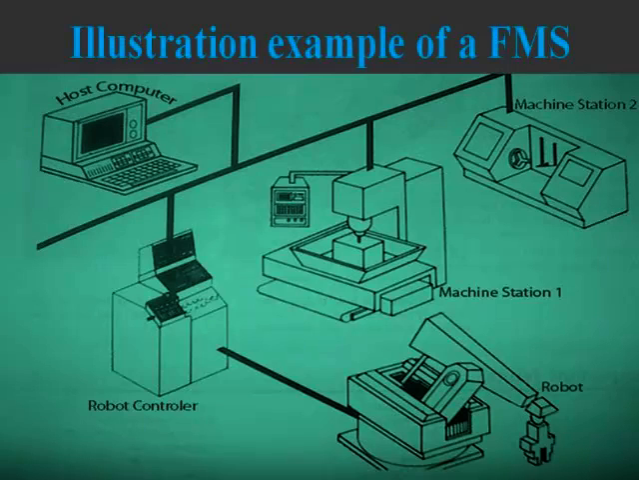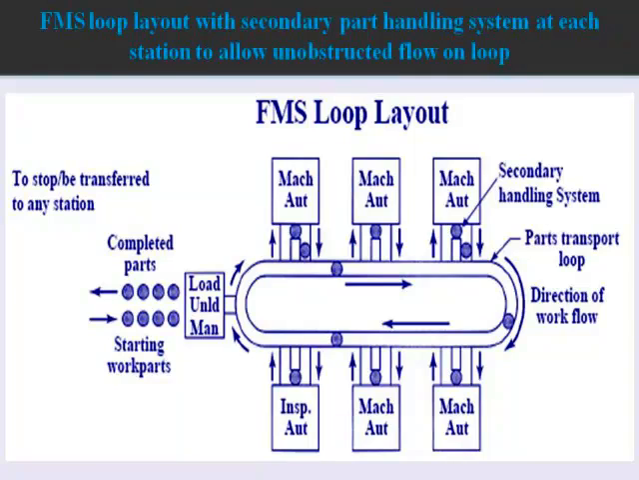So this is another type of layout, and you can see this is an FMS loop layout, where the layout is like a loop fashion. The machines are arranged along the conveyor belt with secondary material handling devices. And the figure is self-explanatory, where you can see the part transfer and secondary handling system, how it transfers the parts among the various machines.